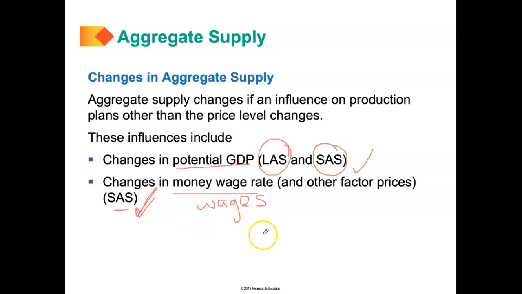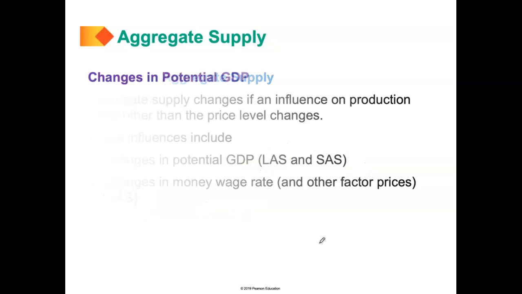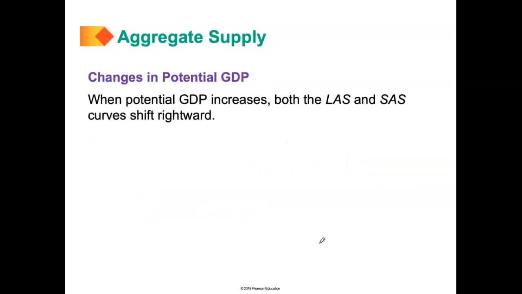Now, the next thing we need to look at is changes in potential GDP. What will lead to changes in potential GDP? For example, if potential GDP increases, then the LAS and SAS curves will shift rightward. So changes in potential GDP will change the long run aggregate supply curve and the short run aggregate supply curve. Now, changes in potential GDP happen for three distinct reasons.